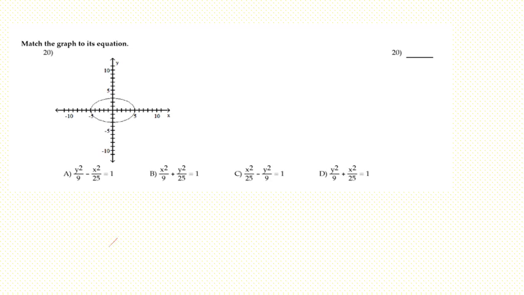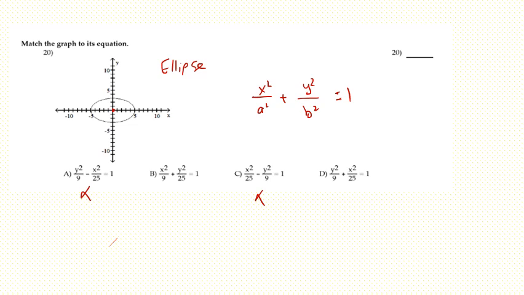Regarding question number 20, he is given the graph of the ellipse and he's looking for the equation. As we can clearly see, this is an ellipse, so the equation cannot have a negative sign, because negative is for the hyperbola. So to find the equation of the ellipse, we know the general equation is x squared over a squared plus y squared over b squared is equal to 1, in case the ellipse passes through the origin.